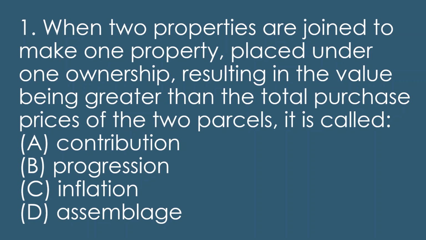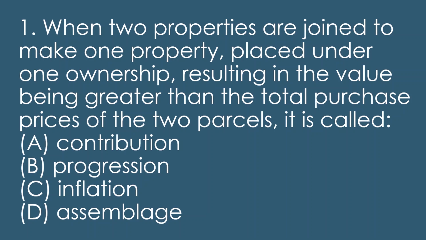1. When 2 properties are joined to make one property placed under one ownership, resulting in the value being greater than the total purchase prices of the 2 parcels, it is called A, contribution, B, progression, C, inflation, D, assemblage. Well, as always, let's dissect and understand the question.